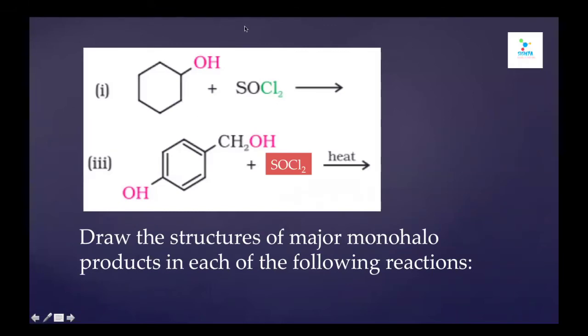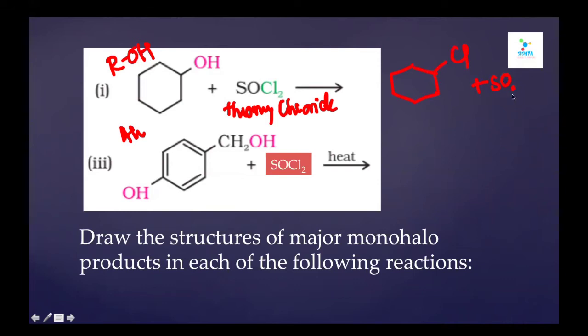So let's discuss a few questions. Here it is the phenol, and we react it with thionyl chloride. This one is an aliphatic alcohol, this one is a cyclic alcohol. I can represent it as ROH, and the product will be R-Cl plus SO2 plus HCl. SO2 is volatile, HCl is volatile, so the product will be this one.